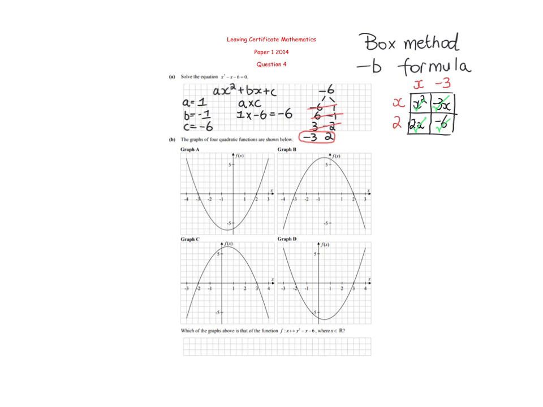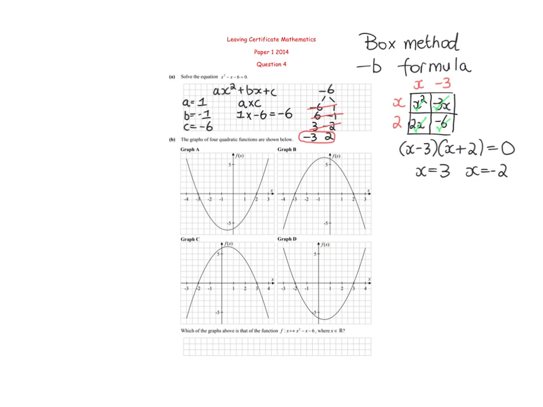Then we can write our answers. So we have x minus 3 and x plus 2, and that's equal to 0. The answers we'll get then is x is equal to 3 and x is equal to minus 2. They're the two answers when we solve the equation x squared minus x minus 6 is equal to 0.